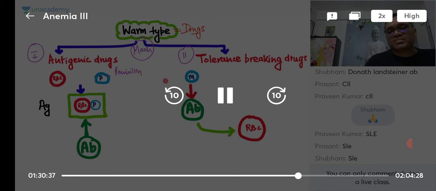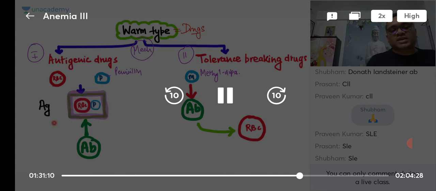So this is the penicillin. This is the RBC. This is M, which stands for methyldopa. Can you see this? So now you can see that in this picture, RBC alone is not an antigen. Penicillin is not an antigen. Both are separate. But when RBC is attached with the penicillin, can you see this? Penicillin is getting attached to the RBC, and now this entire structure is behaving like an antigen.